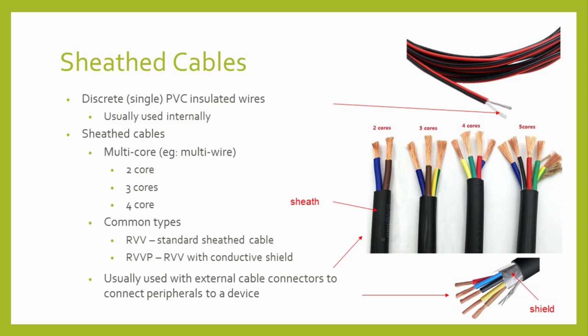Two of the most common types of shielded cables are RVV, which is a standard sheathed multi-core cable, and RVVP, which is the shielded version of RVV. We'll explain more about shielded cables in the next slide. Multi-core sheath cable is commonly used in conjunction with external cable connectors to connect instrumentation devices together. Discrete insulated wires are usually used internally in a device.